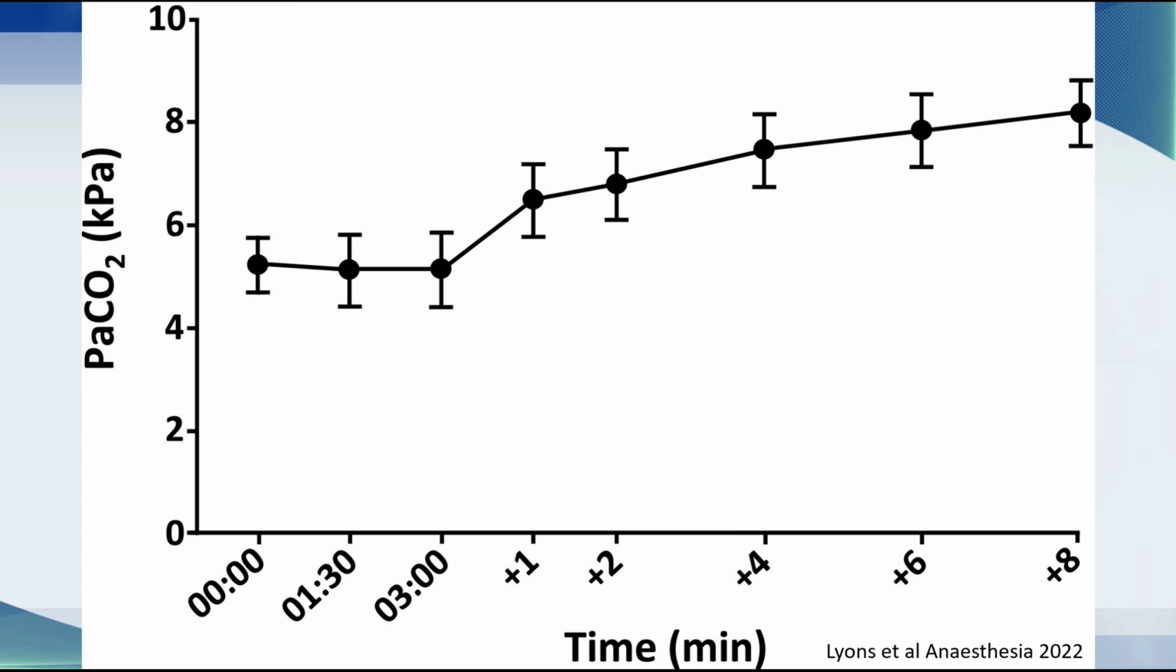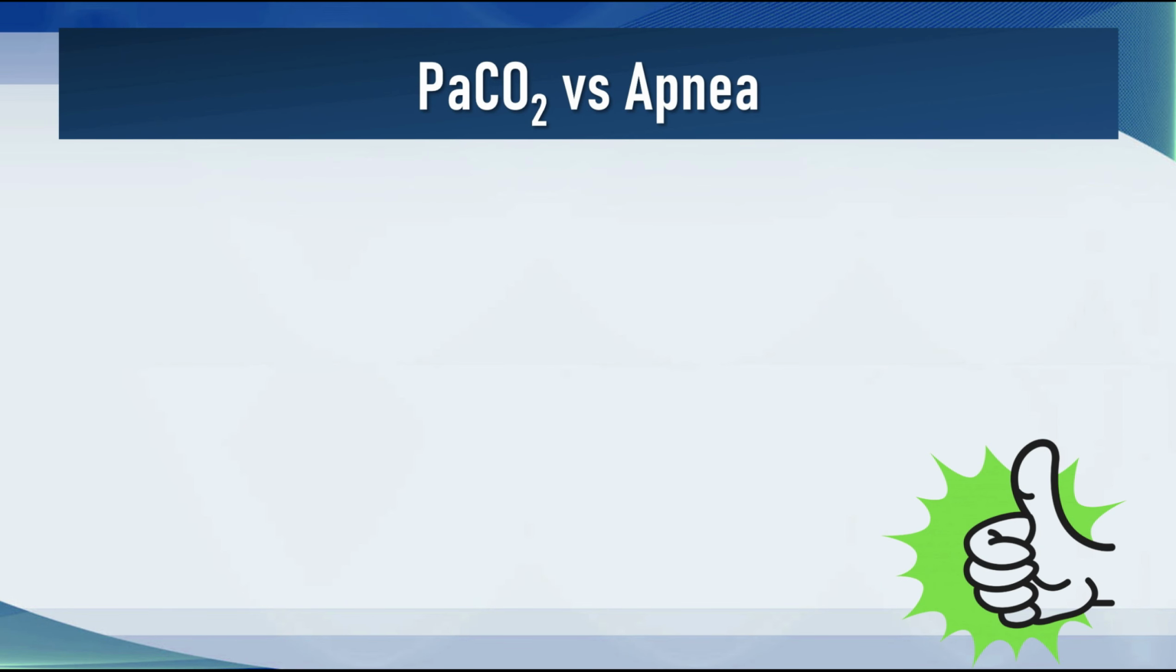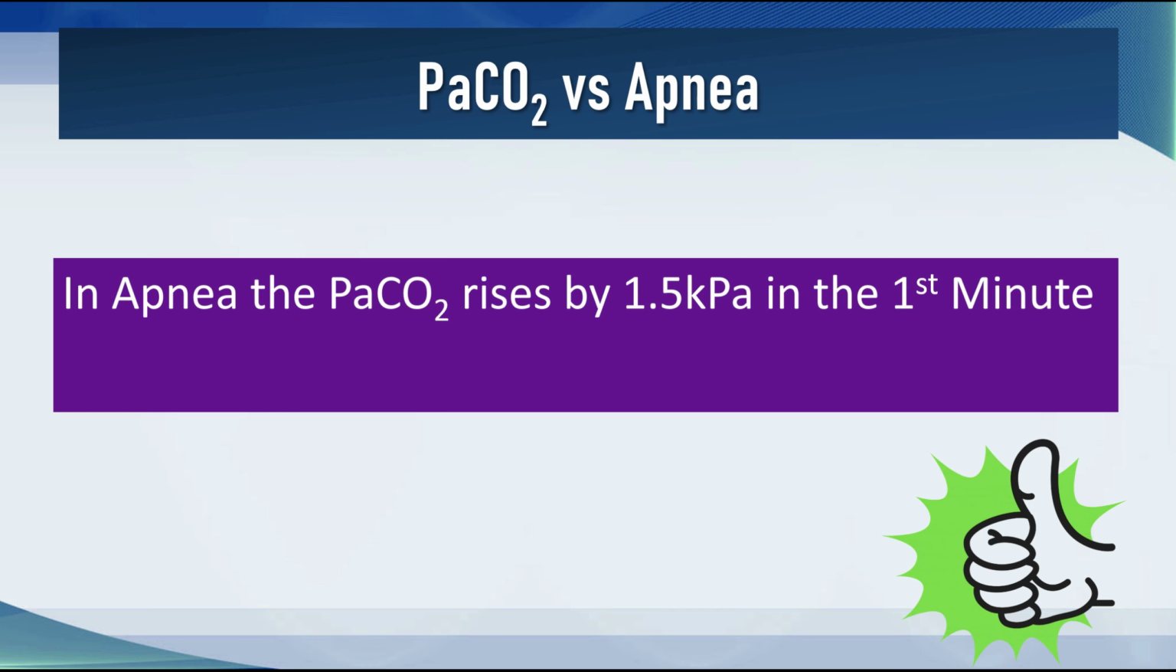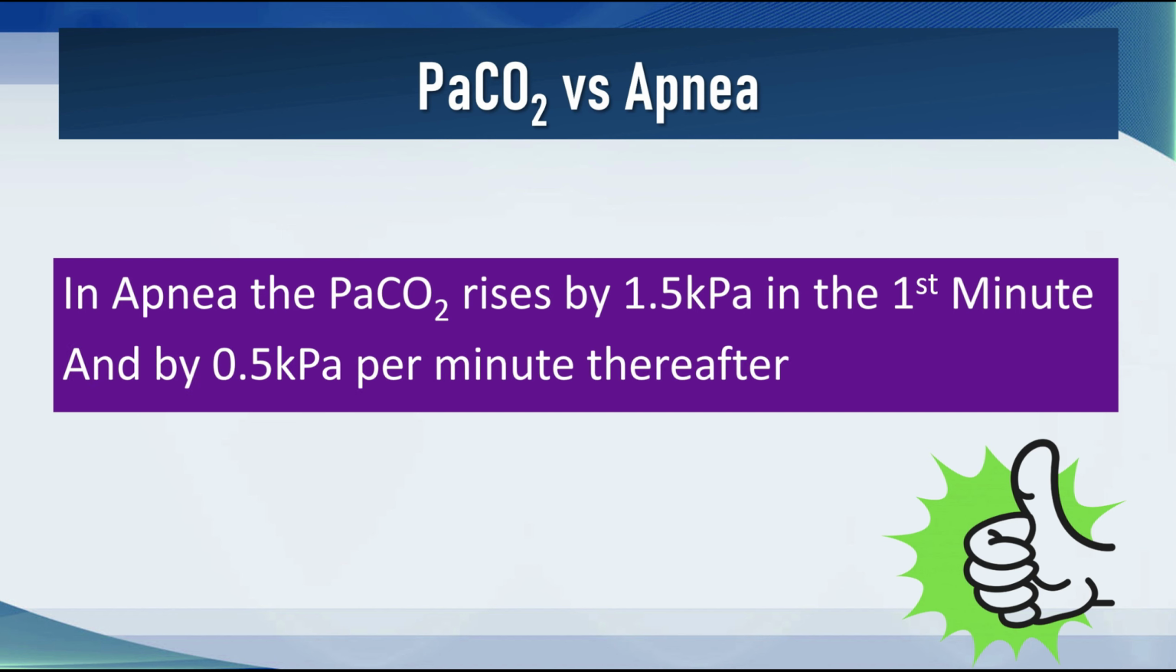over the last number of years, that have looked at apnea and the changes in oxygen and the partial pressure of CO2. And this is the classic picture that happens when a patient becomes apneic. The CO2 rises quite a lot in the first minute and then it rises slowly thereafter. And there is a pretty easy calculation that you can use. In apnea, the PaCO2 rises by about 1.5 kilopascals in the first minute and then by about 0.5 kilopascals per minute thereafter. Remember this, 1.5 in the first minute, 0.5 per minute thereafter.